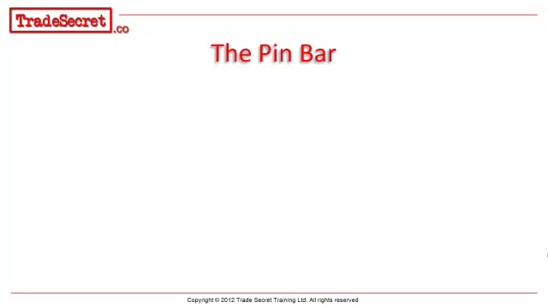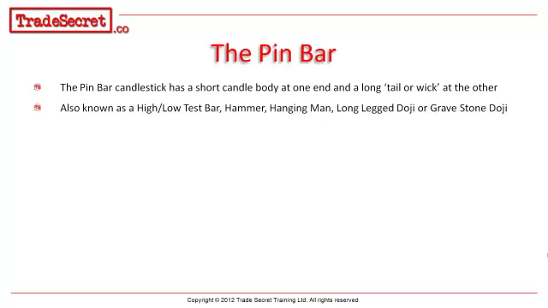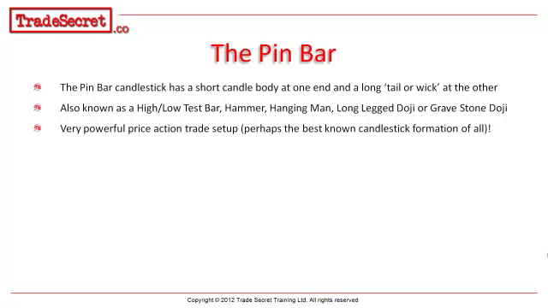Let's have a look at the pin bar. A pin bar candlestick has a short candle body at one end and a long tail or wick at the other. It's also known as a high or low test bar, hammer, hanging man, long-legged doji or gravestone doji, depending on which side the tail is and to a certain extent the size of the candlestick body. It's a very powerful price action trade setup.